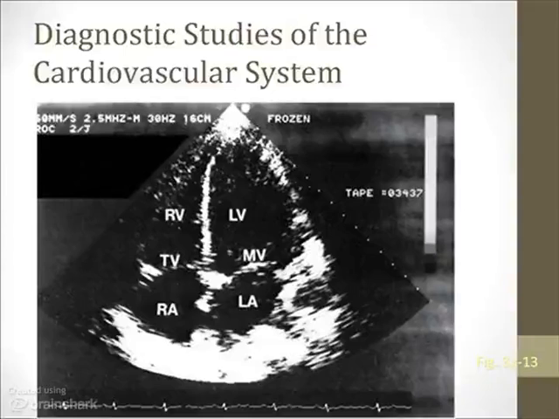The procedure actually records the echoes created by the deflections of an ultrasonic beam off of the cardiac structures, and it allows for visualization of the size, the shape, the position, the thickness, and the movement of all four valves, the atria, and the ventricles, as well as the other structures within the heart. It can also determine blood flow velocity and direction.